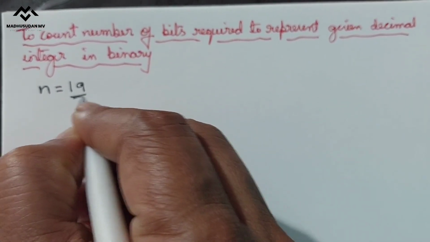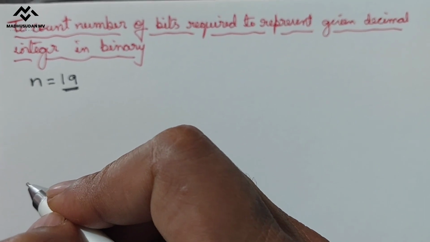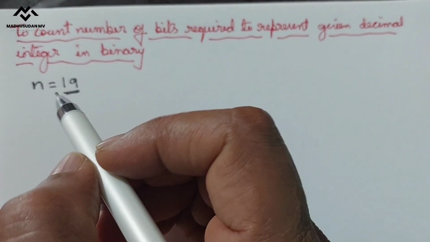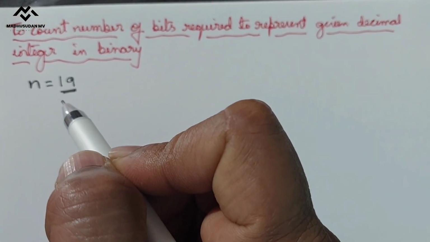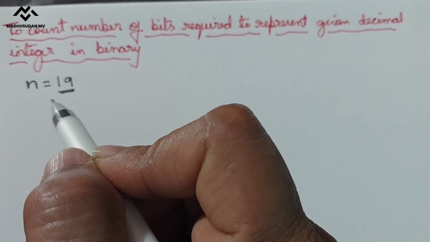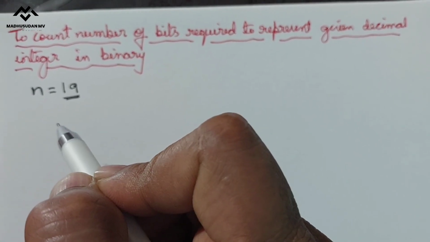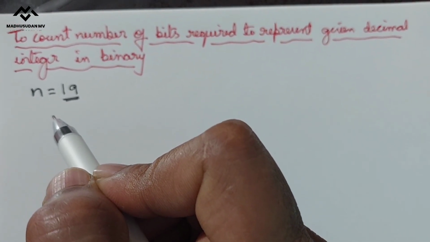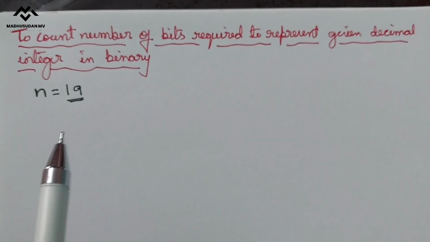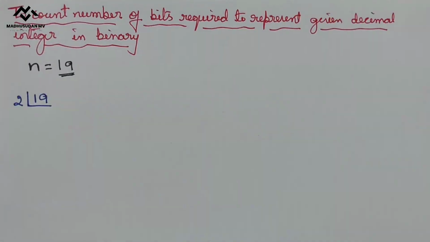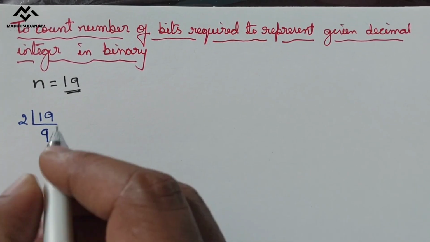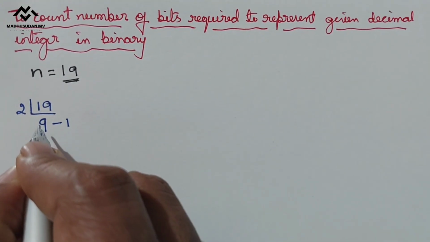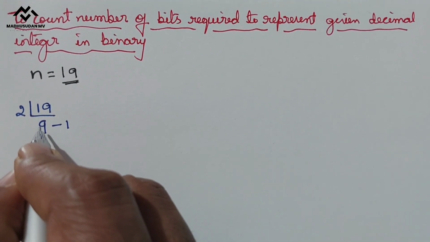Now this is in the decimal number system, 19. First of all, we need to convert that decimal number into a binary number. How to convert? Simply keep dividing the number by 2 until the number becomes 1. Whenever the number becomes 1, we need to stop. When we divide 19 by 2, 2 9s are 18 and 1 is the remainder. Again the number is not 1, the number is right now 9.